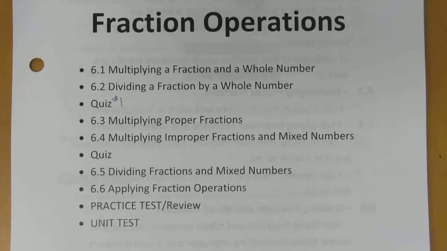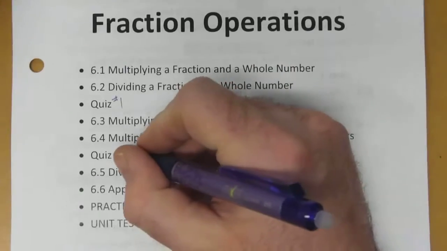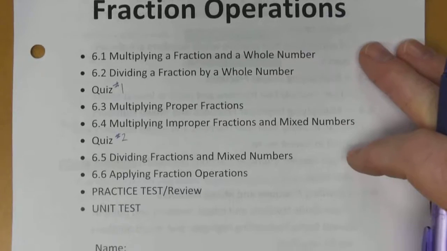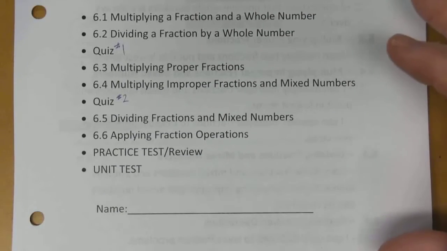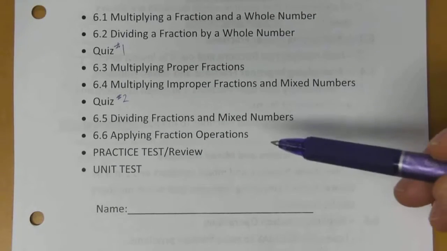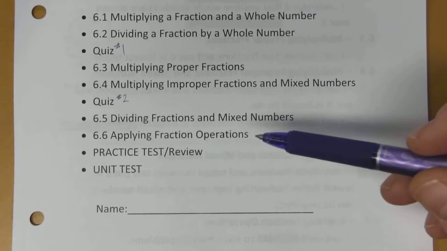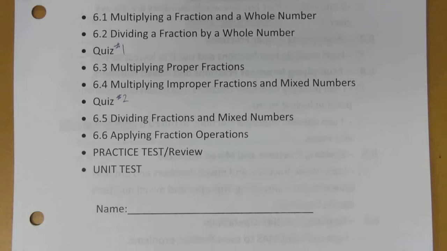Then 6.3 is multiplying proper fractions. 6.4 is multiplying improper fractions and mixed numbers. Then we will have quiz number 2. Then section 6.5 is dividing fractions and mixed numbers, and then 6.6 is applying fraction operations. Then we'll do some review and a unit test. So it's a big chapter, 2 quizzes plus the exam to make sure that you're on track as we go through the process.